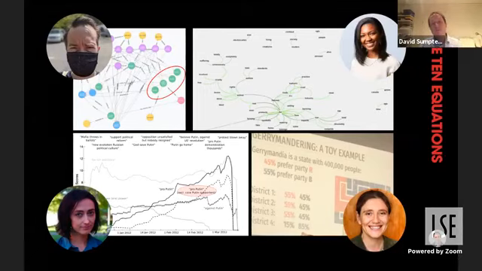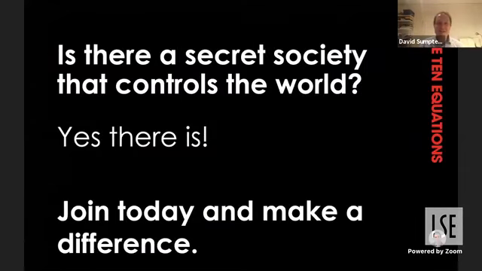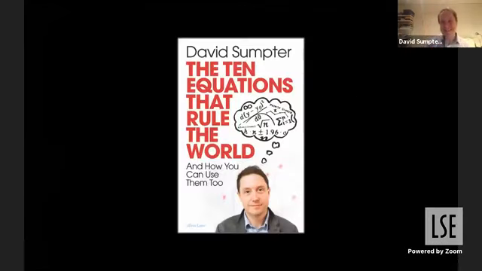And there are all of these people who are doing mathematics in order to try and understand and make the world a better place. So those are the sides of 10. Is there a secret society that controls the world? Well, yes, join today and make a difference. Okay, thank you very much.